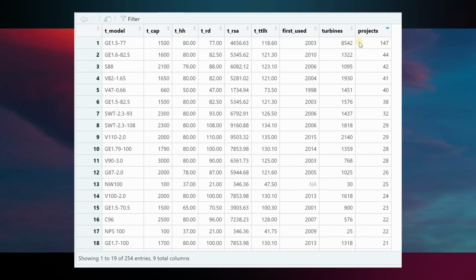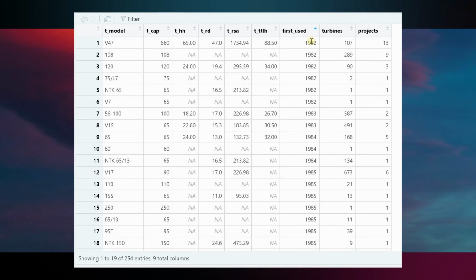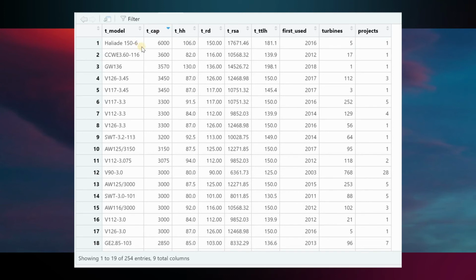We can sort this by first year to get a little history lesson on new models being created. When we sort by turbine capacity, we see the Haliade 150-6 is the clear king of energy creation, with 6,000 kilowatt and 5 turbines currently existing in the US, whereas other newer models have around 3,000 kilowatt.